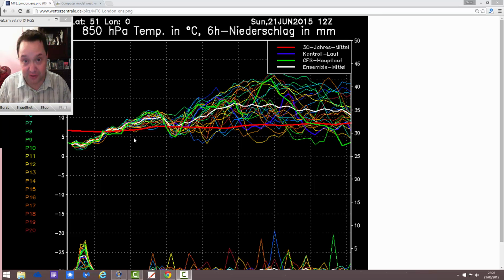Jonathan Leyland got in touch with me to point out that I was getting the terminology wrong for the coloured lines. I was calling the coloured lines, which represent individual members of the GFS ensemble, permutations. In fact, the correct word for these individual members of the GFS ensemble is perturbation. Perturbation is the correct word.